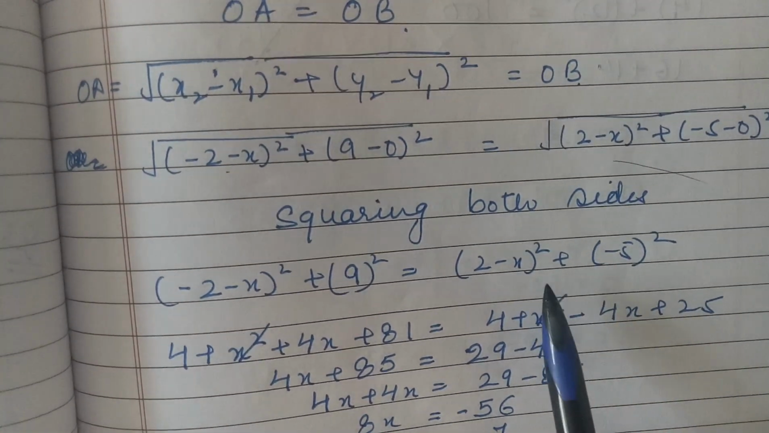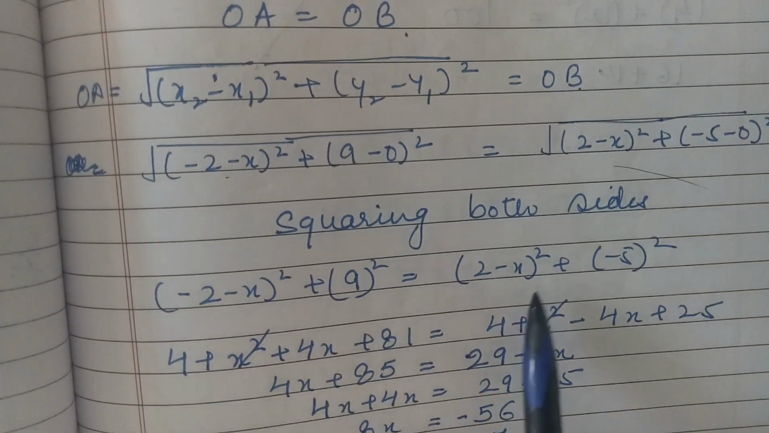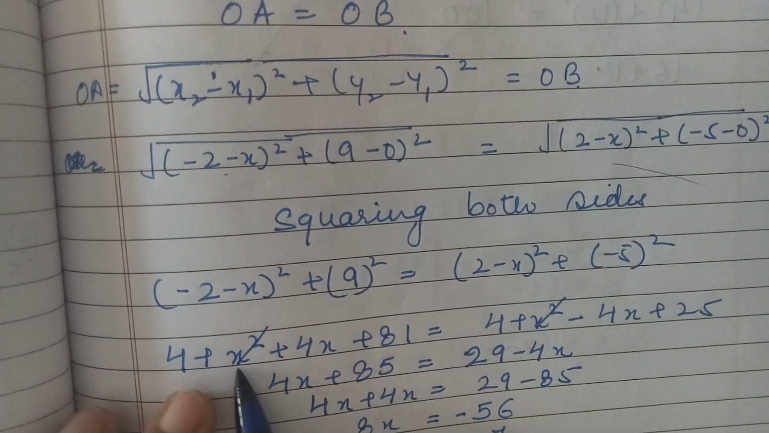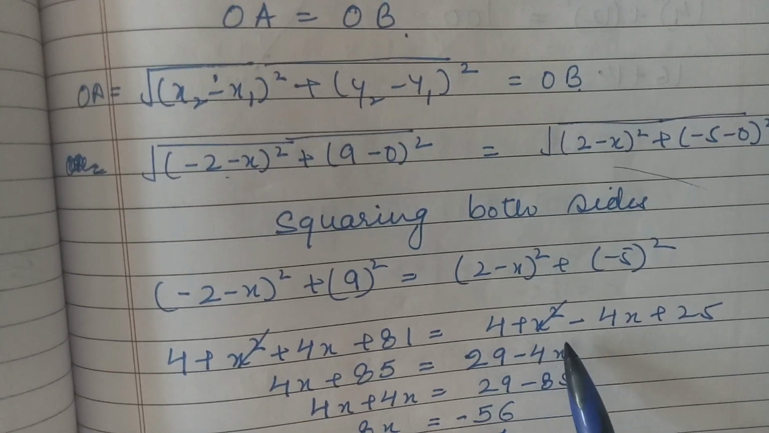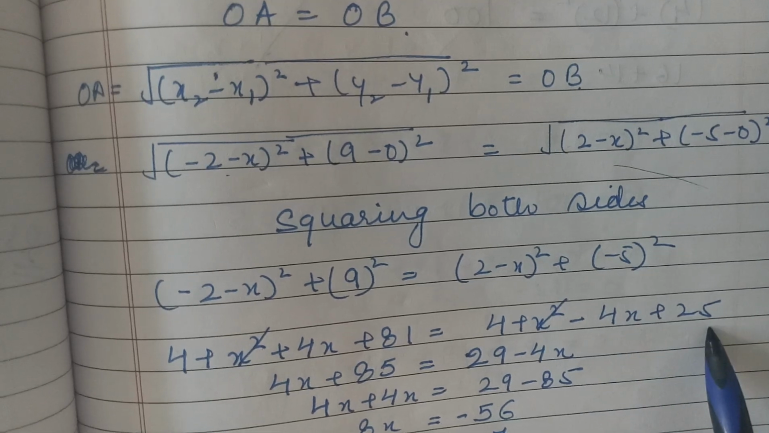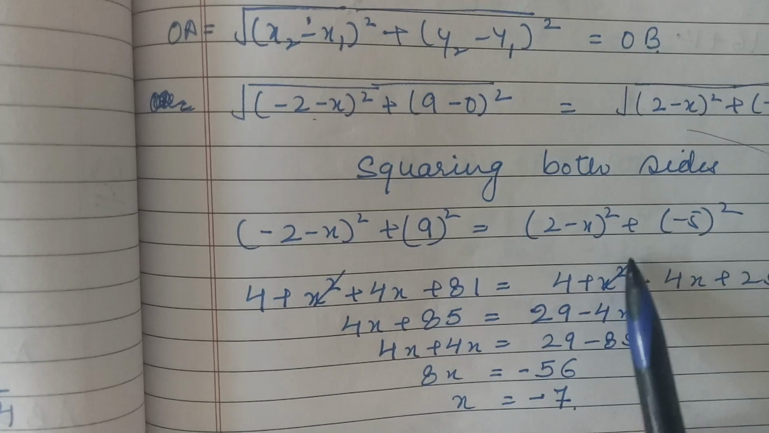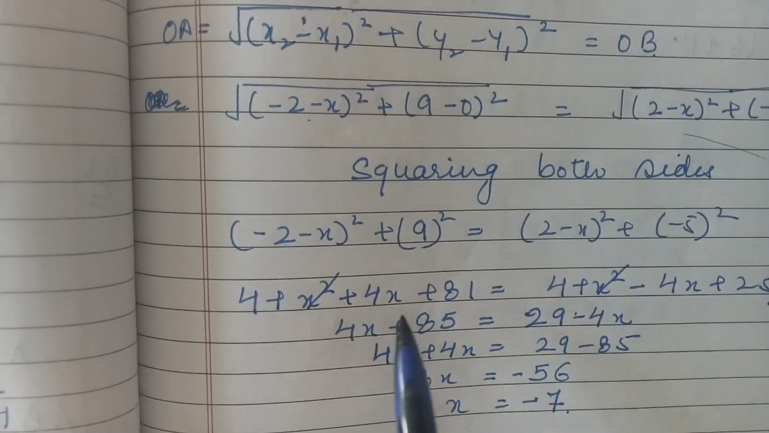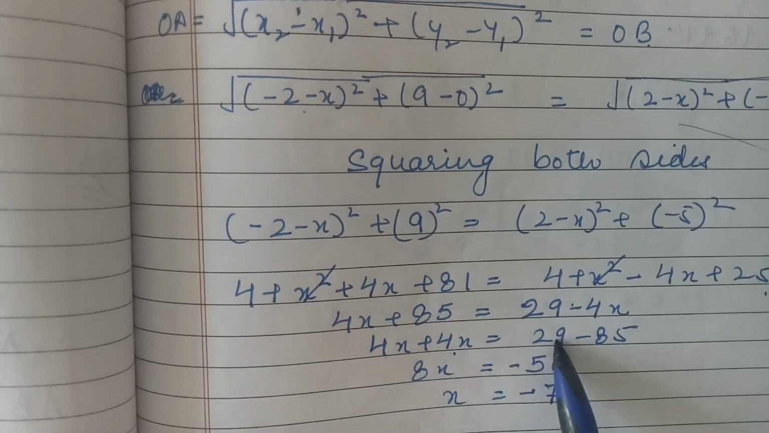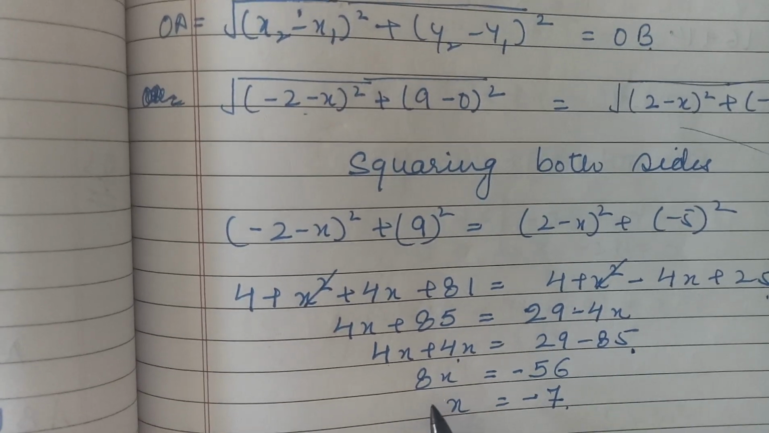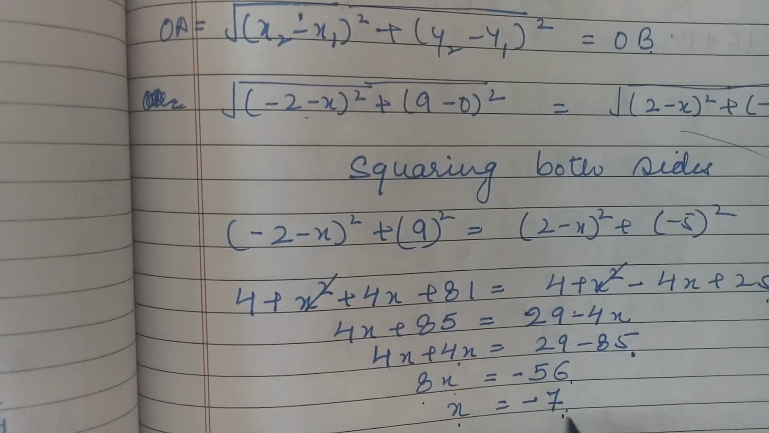Now after solving that, we get 4 + x square plus 4x plus 81, that is equal to 4 + x square minus 4x plus 25. Now all of you know how to solve that. x square से x square हमारा cancel हो जाएगा, and the same terms we will take one side. So 4x plus 4x and 29 minus 85, and 8x is equal to -56. The value of x is -7.